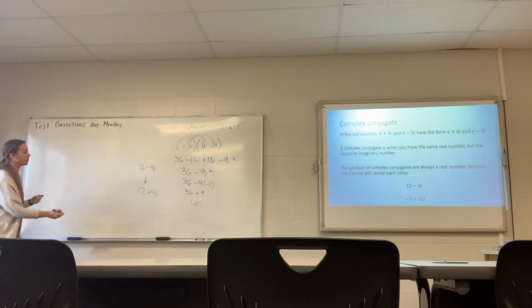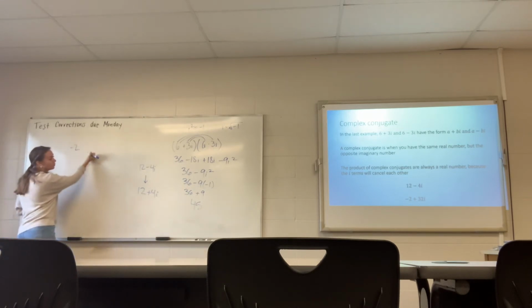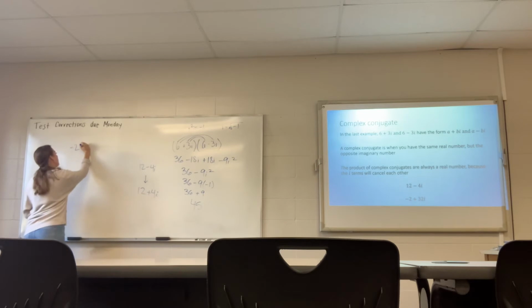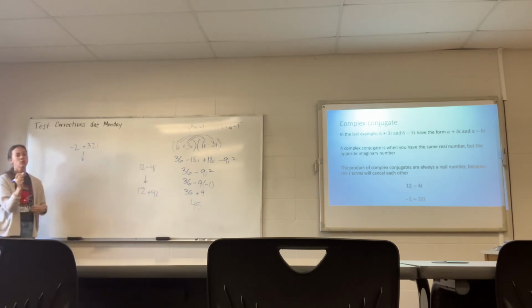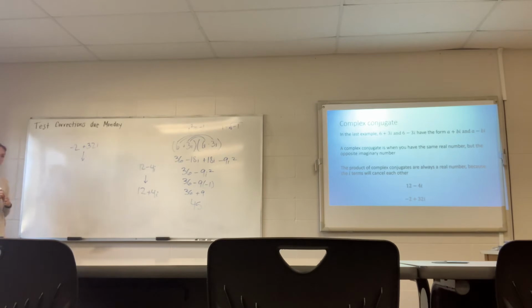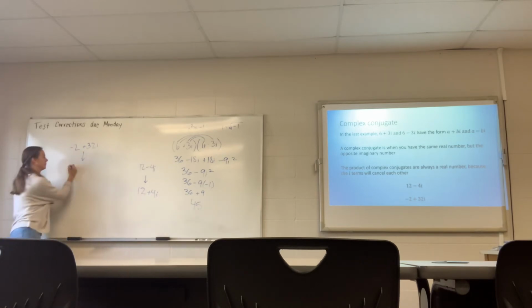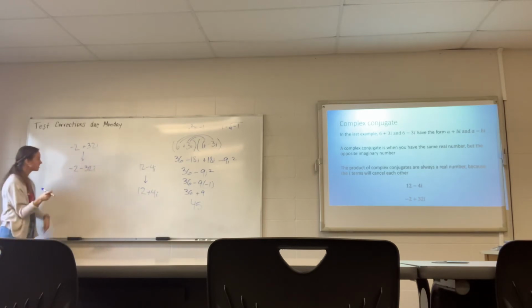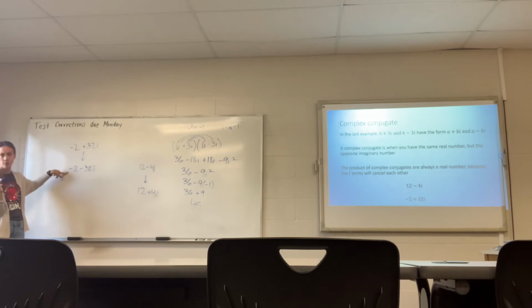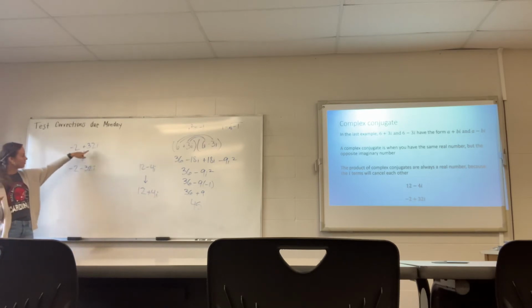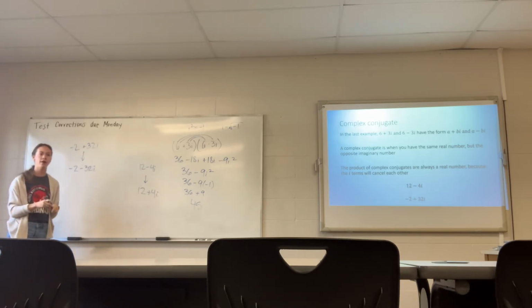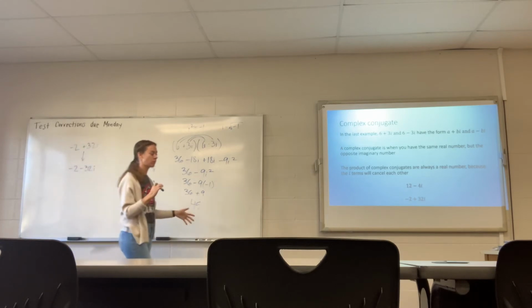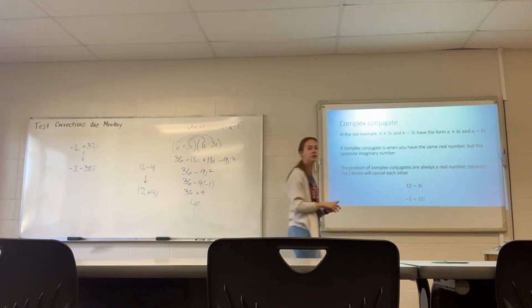And then my other one, I have negative 2 plus 32i. What do I think the complex conjugate of this one will be? Haley, what do you think? Negative 2 minus 32i. Yeah, negative 2 minus 32i. Yep, because my real number stayed the same, so negative 2 is still negative 2. And then the 32i became negative 32i. Okay, so you just keep the real the same, change the sign on the imaginary.